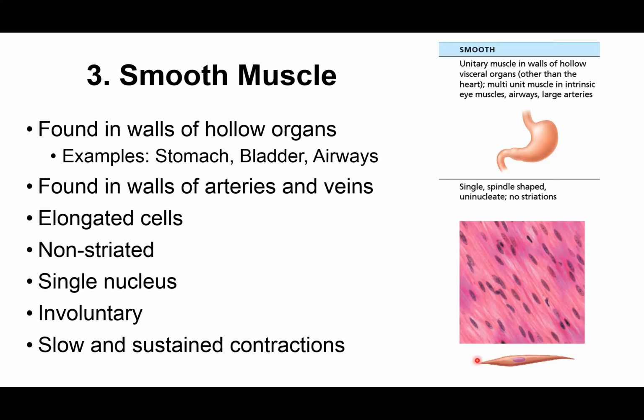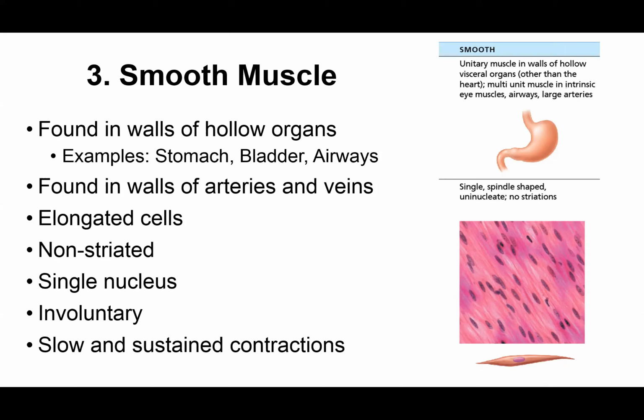These are very elongated cells, as you can see. They're non-striated, so they don't have the up and down stripes like we saw in cardiac and skeletal muscle. There's only one nucleus in each cell. Again, involuntary, meaning we don't have conscious control over when this type of muscle contracts. And these contractions tend to be very slow and sustained contractions.